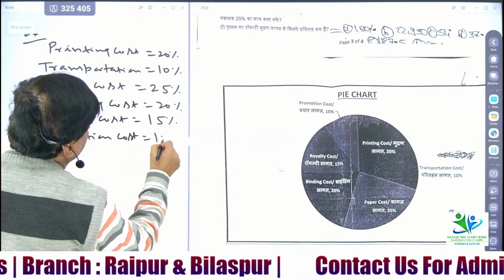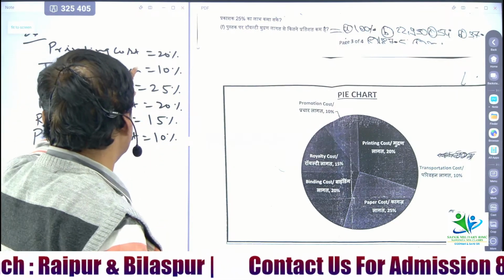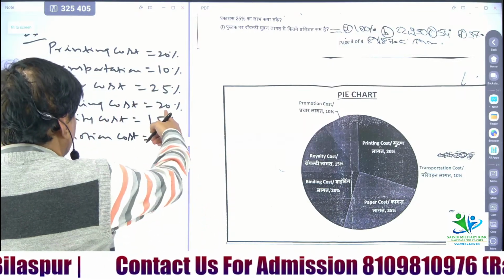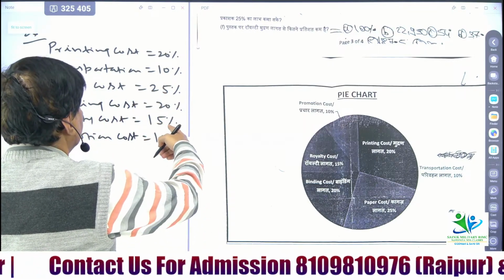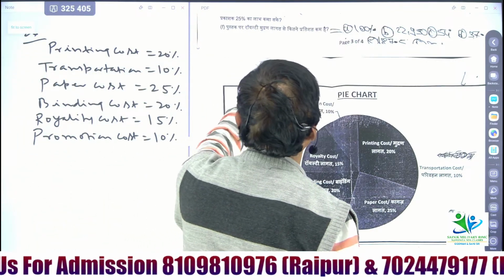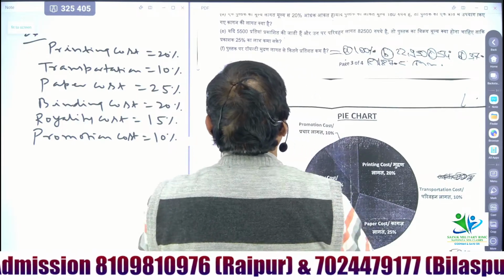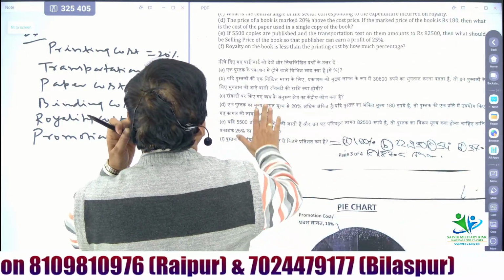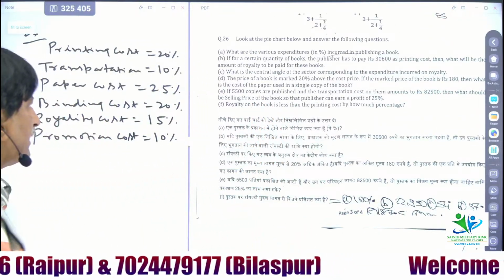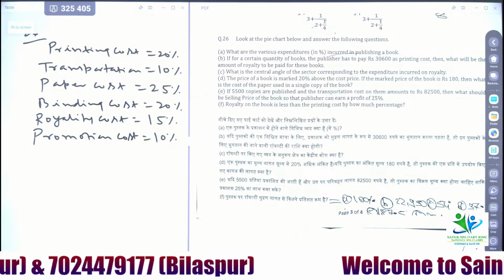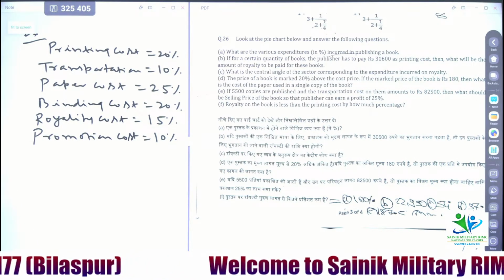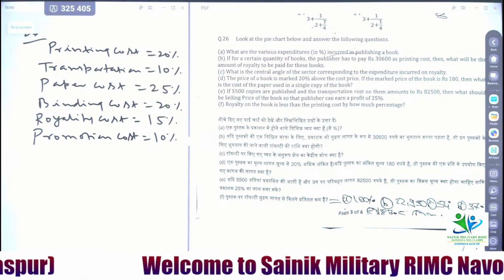Promotion cost, that is 10%. And you see the total should be 100, that is 20 and 10, 30. 30 and 20, that is 50, and 40, 90, and 10, 100%. That means this pie chart is complete. Now see the question, what questions are asking from this pie chart one by one. See in part A, what are the various expenditure in the percentage incurred in publishing a book?